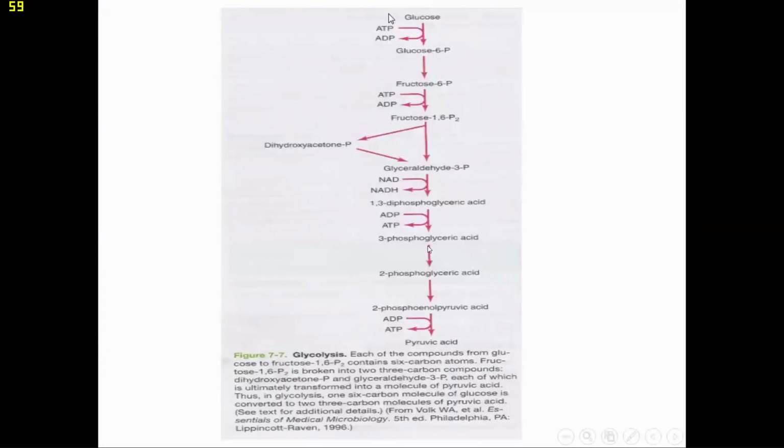Look here, glucose goes into glycolysis through enzymes. At the end, you will get pyruvic acid. This process has 9 steps. The end product will be pyruvic acid, 2 pyruvic acid.